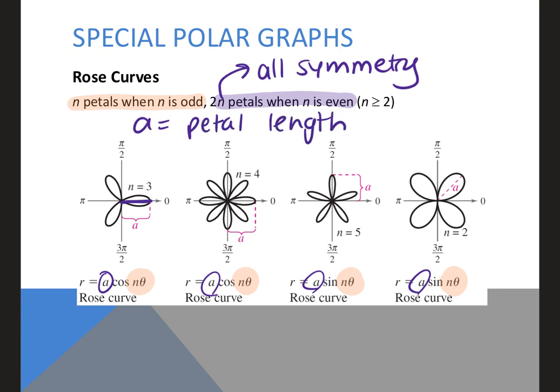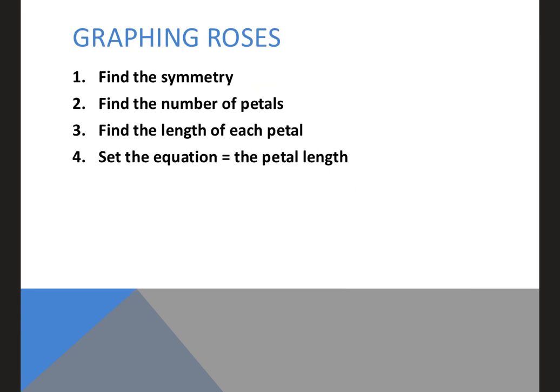So I'll say it's a rose. It has this number of petals. The petal length is this, and it has this kind of symmetry. Those are the first 4 things you're going to figure out. Then we're going to go through these steps. So we're going to do the symmetry.